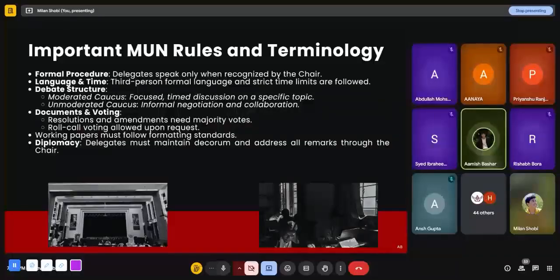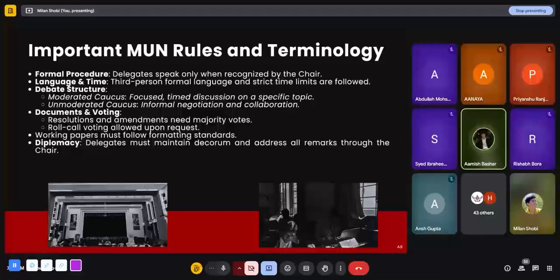Fourth, roll call voting. The chair may do a roll call vote where each delegate says yes, no, abstain, or yes with rights. And lastly, the working papers. These are the rough drafts before resolutions. You'll need to follow a format and submit them for the EB to review. Keep in mind, the better your paperwork and content, the more seriously you will be taken.